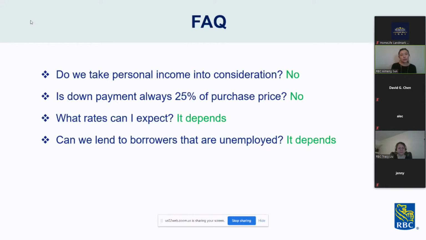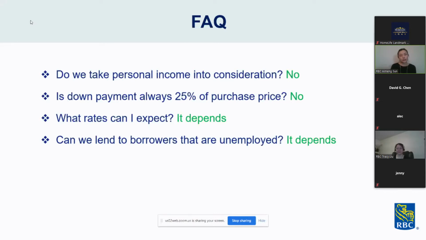Secondly, we also have some population restrictions. If the property that your client is looking to purchase is located in a city or town that has a smaller population, then the maximum loan to value would be reduced from 75% to 70 or even 65%, depending on the total population of that city.